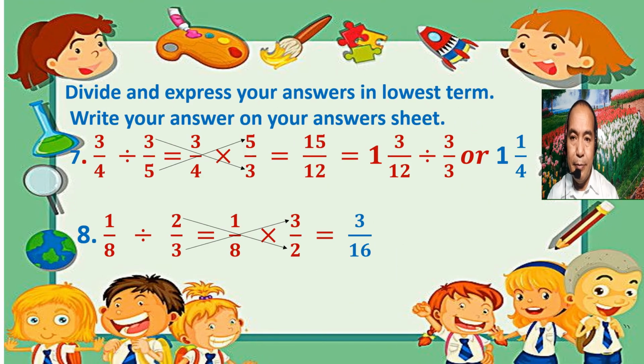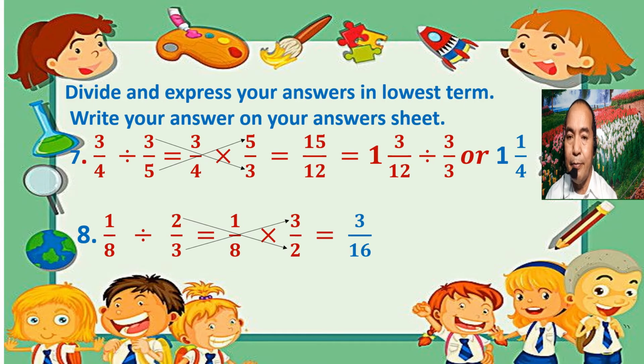We have item number 7. 3/4 divided by 3/5, or 3 over 5. So we will do the reciprocal of 3/5. We have 5 over 3. So 3/4 times 5 over 3, we will multiply. 3 times 5, we have 15. 4 times 3, we have 12.